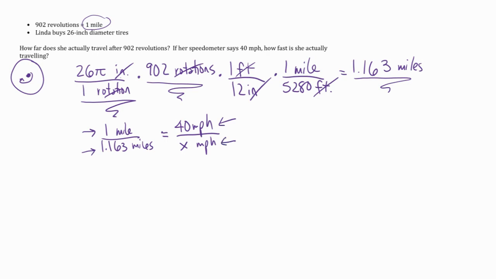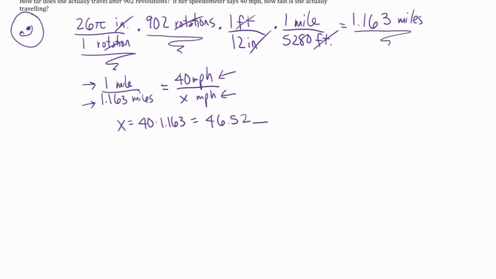Okay, so if you wanted to solve, you could cross multiply and you get x equals 40 times 1.163. And you would end up with 46.52. I should actually have a more exact answer than that, but I'm using my phone as a calculator, which is a horrible idea because I'm not getting third decimal place accuracy. So I apologize about that. I should actually have one extra decimal here. But you can see that she is actually moving faster than her car thinks that she's moving.